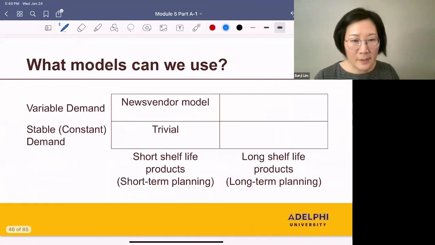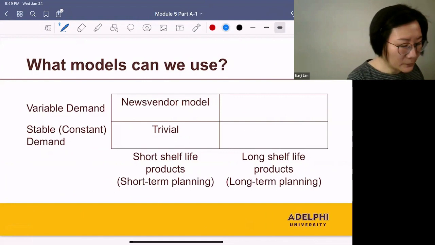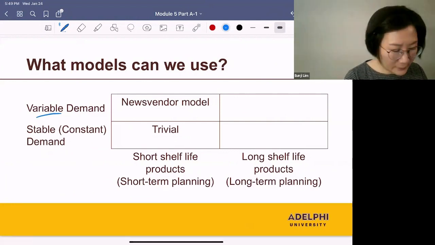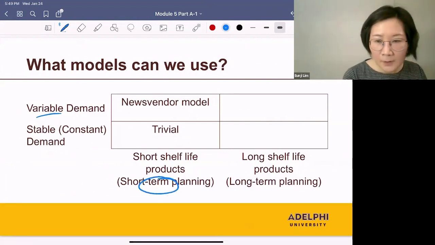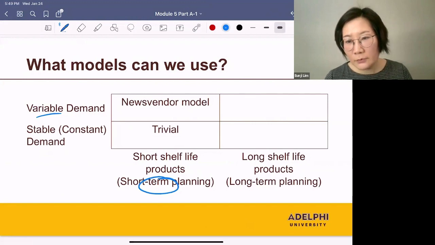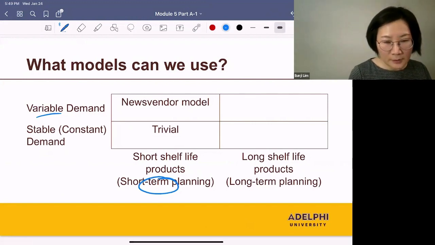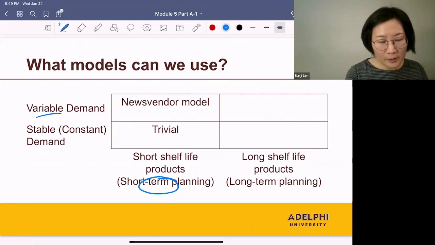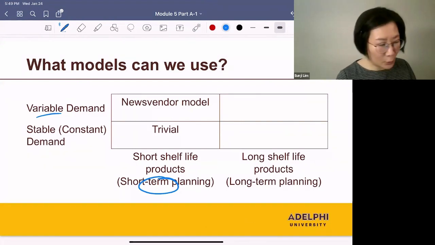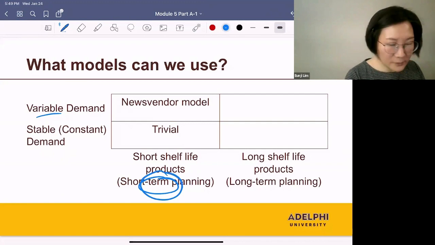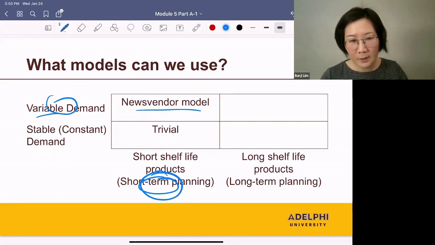Next, let's say demand is variable and we are planning for a short-term period. So for example, we want to produce a monthly magazine for the upcoming month, and the monthly magazine will be sold in the upcoming month only. So this is a short-term planning and demand is variable. In that case, we can use a model called the newsvendor model.